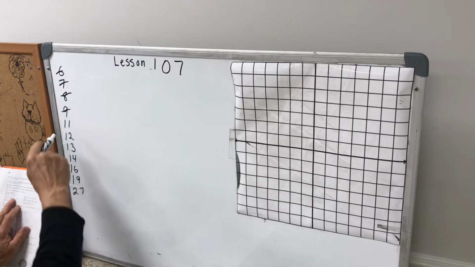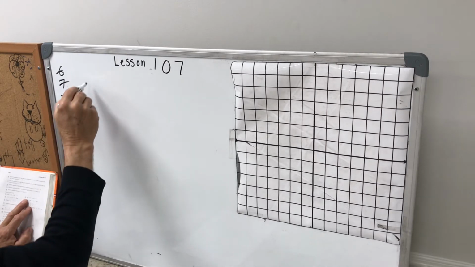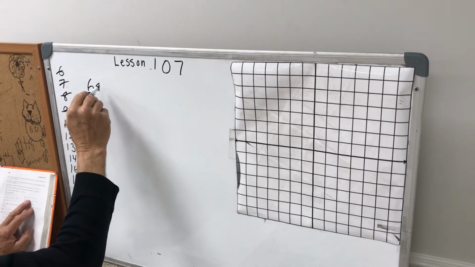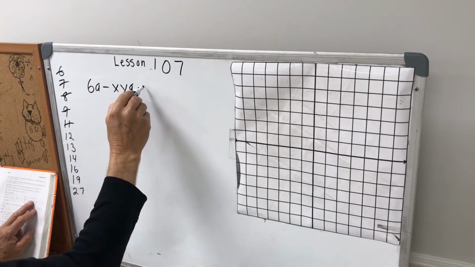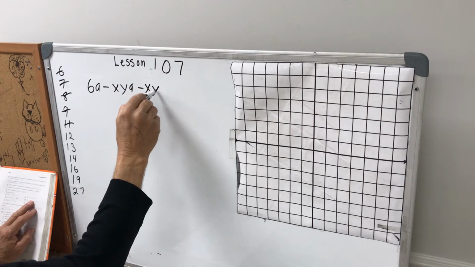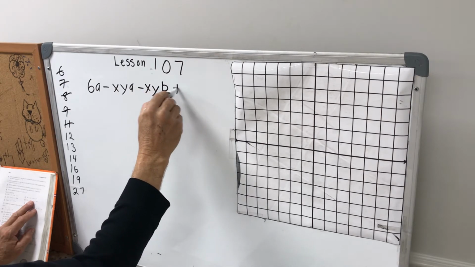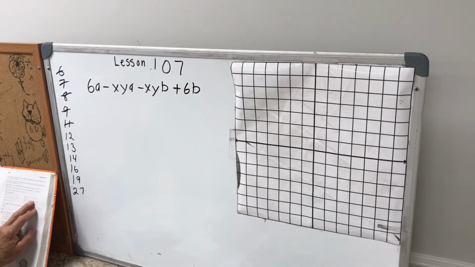Number 12. 6a negative xya negative xyb plus 6b. What are we going to combine here? Let's think. Let me think.